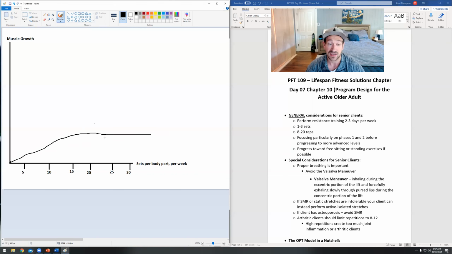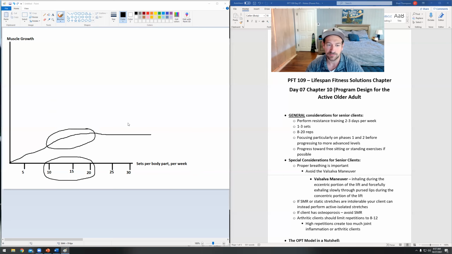So you can kind of see, in fact, sometimes we will actually see diminished gains as we do too much volume because we're running into recovery problems. So really our perfect range is in this section right here. We're trying to take advantage of basically somewhere between 10 and 20 body part sets per week.